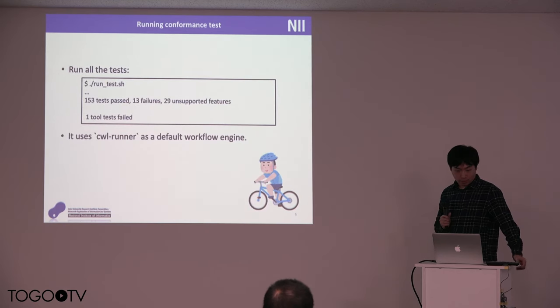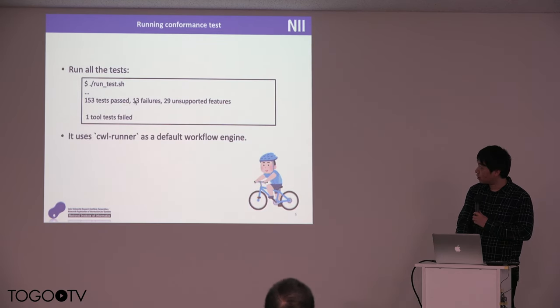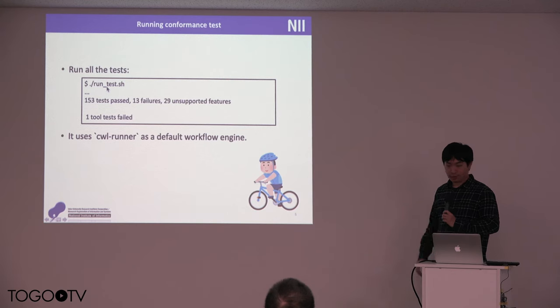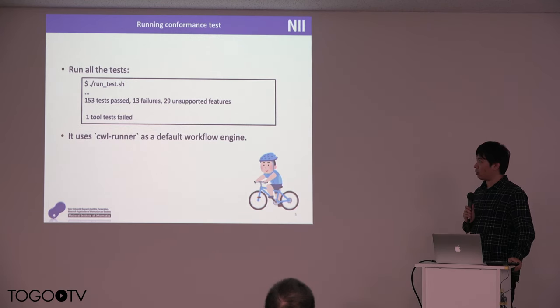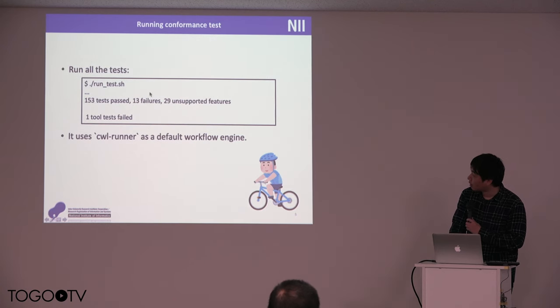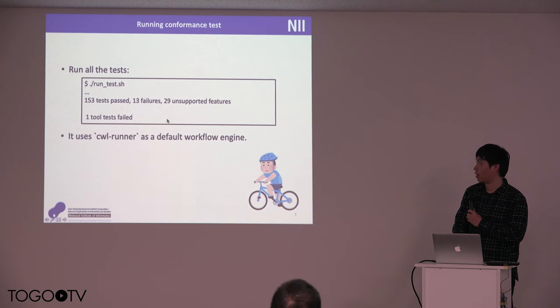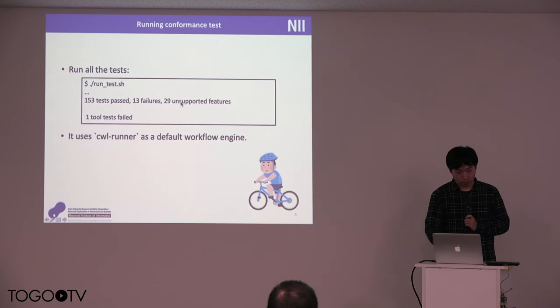And here are the basic instructions: execute run_test.sh without any arguments. In that case, it runs all the conformance tests with the reference workflow engines. And here is a part of the output. This is just an example. In this case, 153 tests passed and 13 failed, along with several supported features.